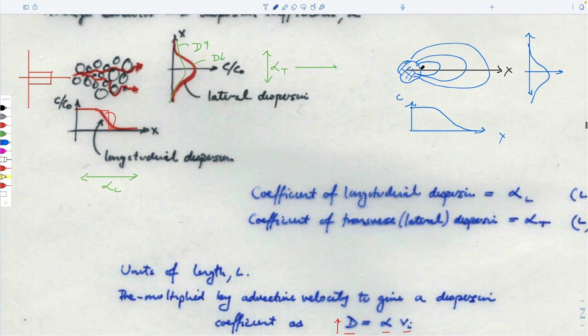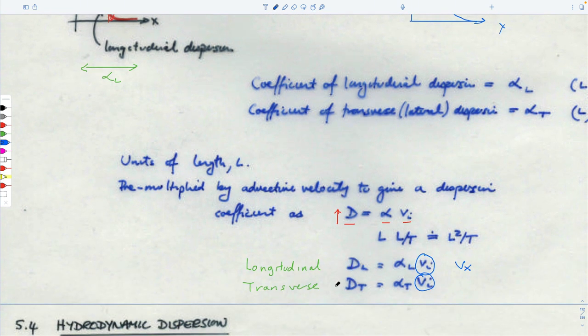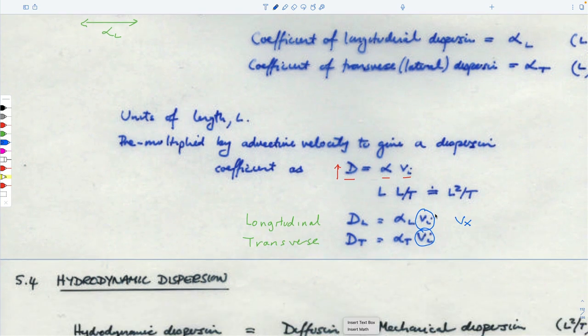Because if you think about this flow system, the velocity in the x direction is vx, but the velocity in the y direction is zero. Right? So it's always the velocity in the maximum direction, or in the direction of flow. And so even though you're characterizing the transverse dispersion, how much it's spreading out laterally, it's the longitudinal velocity that's used here. So that makes sense, because otherwise this velocity is zero, right? And therefore this would be zero.